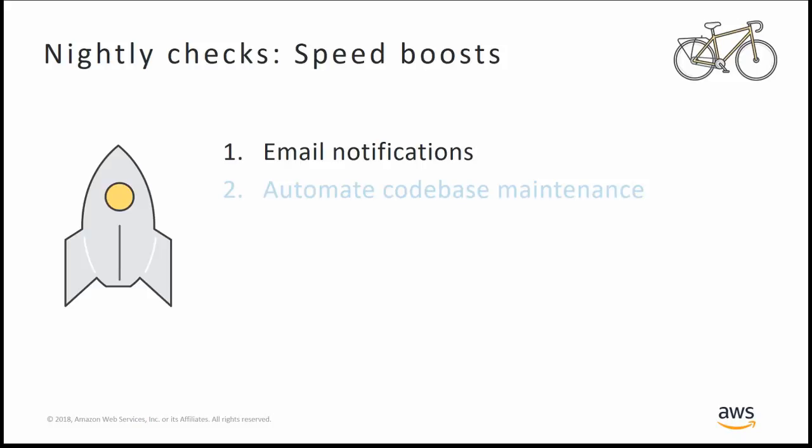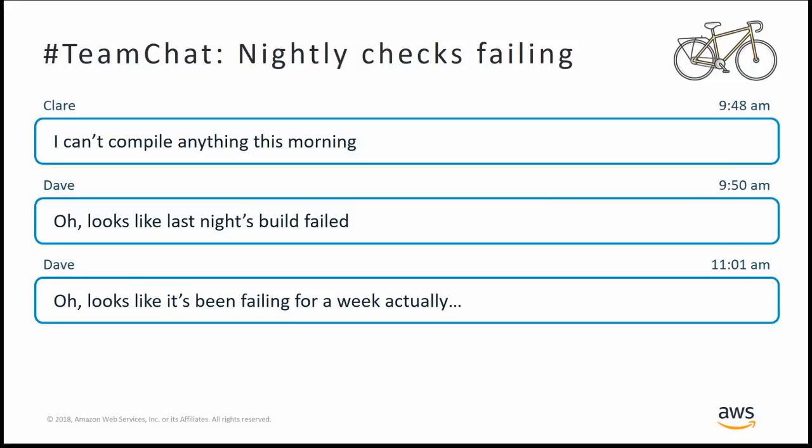The first is email notifications, right? So one of the problems with nightly checks is if no one actually notices that the nightly check failed. One of the things you'll start to see is that the nightly check fails for a week at a time and no one notices. And so it's not really doing you any good at that point.